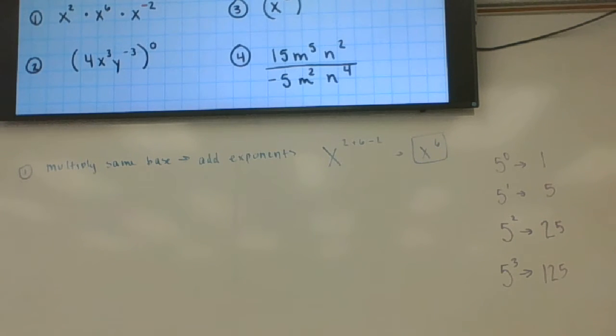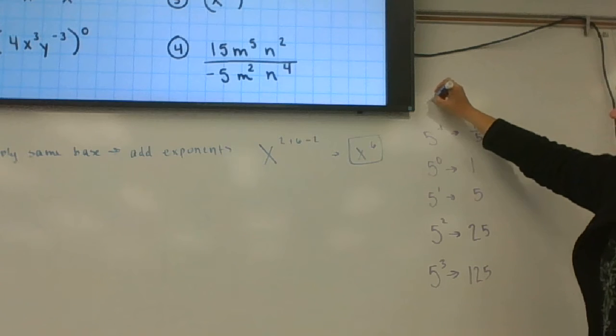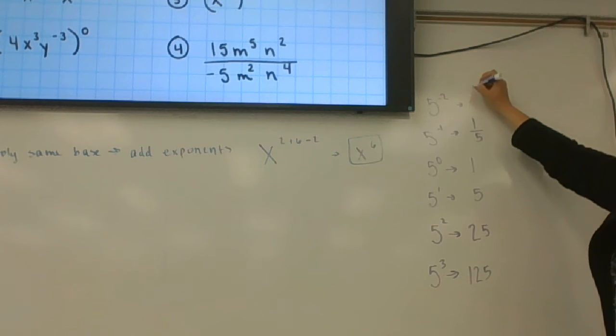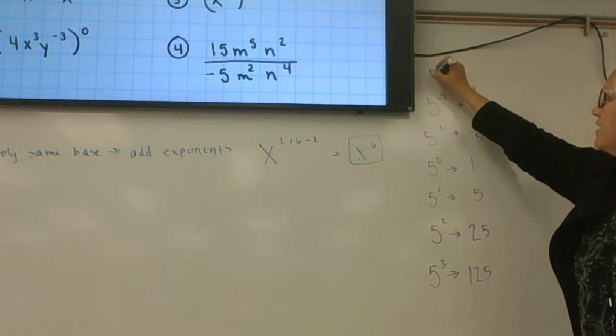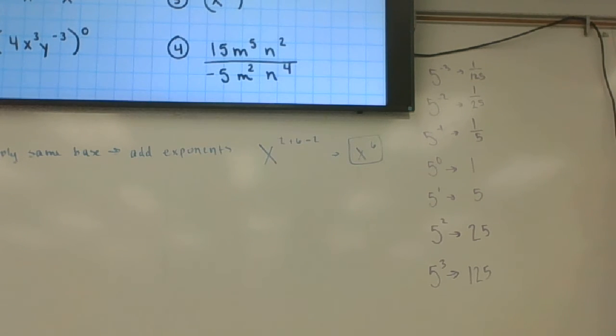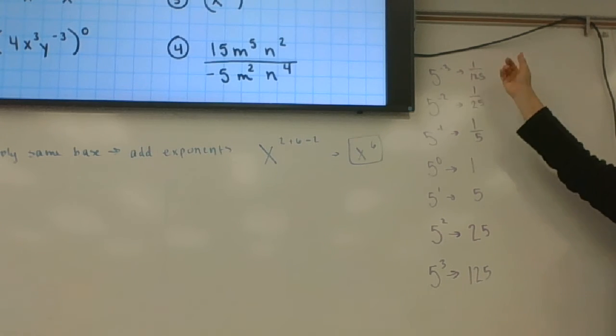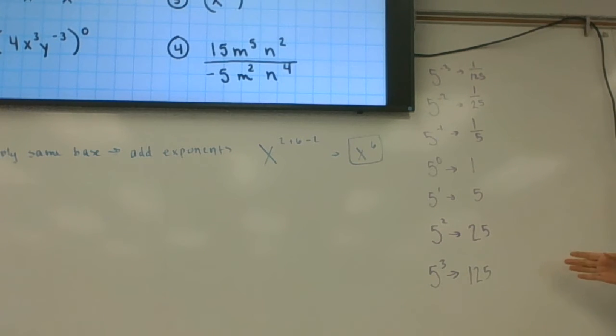Anything to a 0 power is 1. 5 to the negative first is actually 1/5. Negative exponents lead to fractions or reciprocals. Max, can you put your device away? And then 5 to the negative second is 1 over 25. And 5 to the negative third is 1 over 125. So if you can figure out the pattern backwards, it helps you understand where those fractions come from.